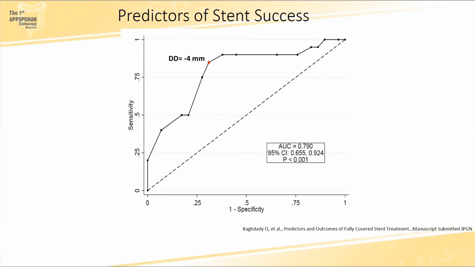We found that the change in stricture diameter, this delta diameter, was interesting, and we decided to look at this further. A receiver operating curve analysis was performed to determine the discriminatory ability of the delta diameter in predicting stent success. And we found that when we removed the stent, if the diameter regressed greater than 4 millimeters, this had a positive predictive value of requiring a stricture resection or stent failure.